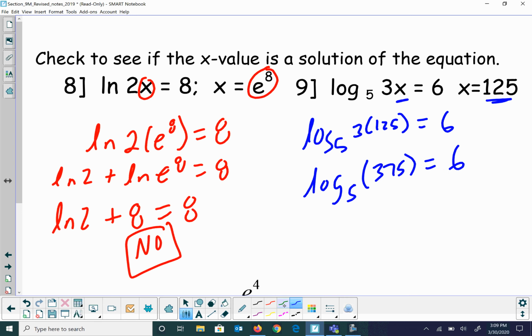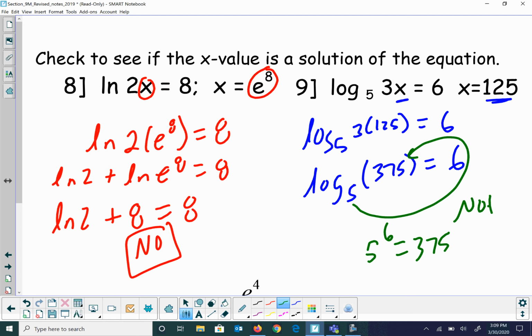And then if you can't see that right away, you can say this. Is 5 to the 6th power 375? Well, 5 times 5 is 25, times another 5 is 125, times another 5 is 625. So this is not a solution.